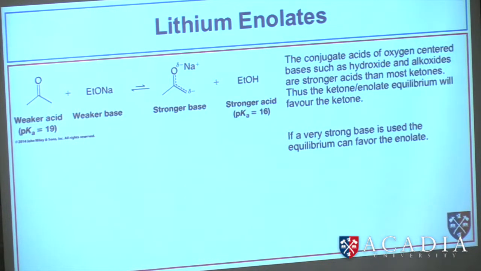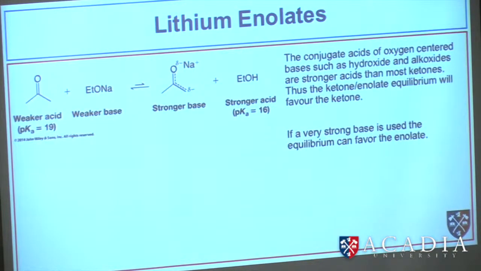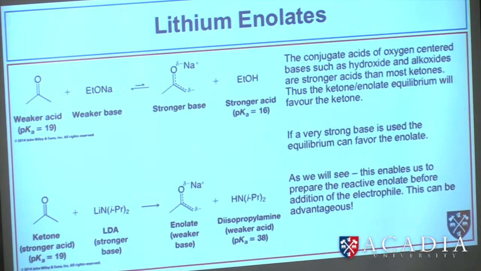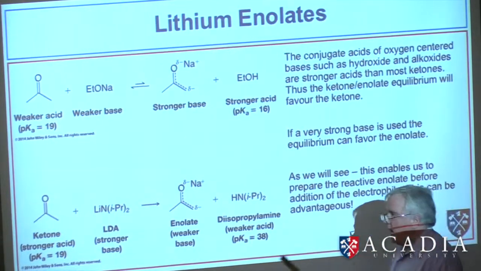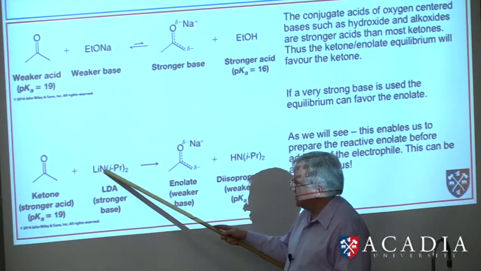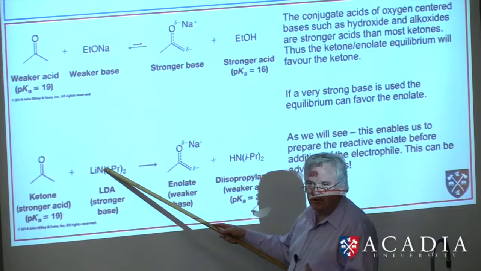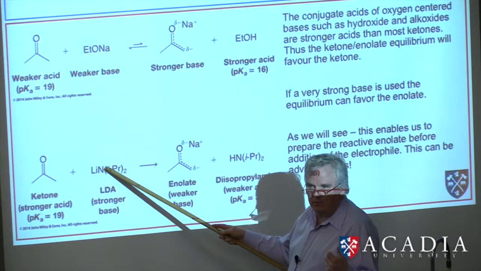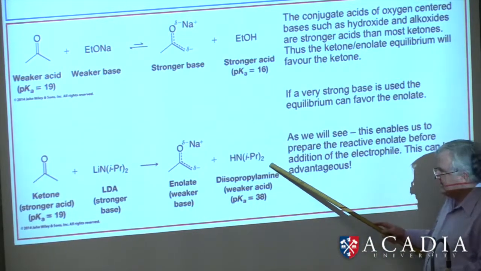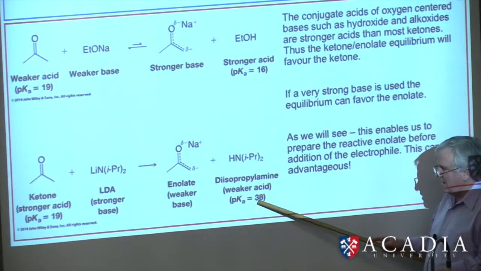But we could use stronger bases. If we use a very strong base, we can push the reaction to favor the formation of the enolate. So one strong base that we use a lot is this thing called lithium diisopropylamide. It's just two isopropyl groups and a nitrogen with no proton on there. It's been removed. It's negatively charged. It's a very strong base. The pKa for this conjugate acid, 38.